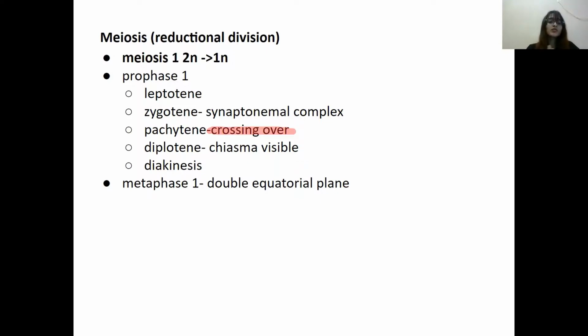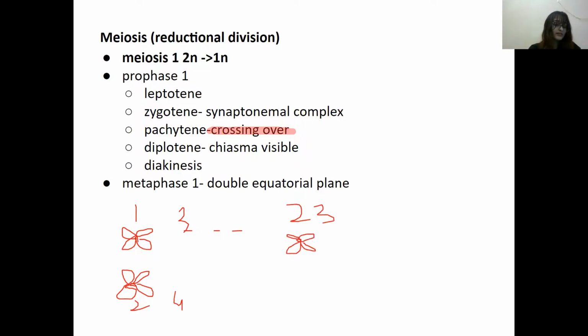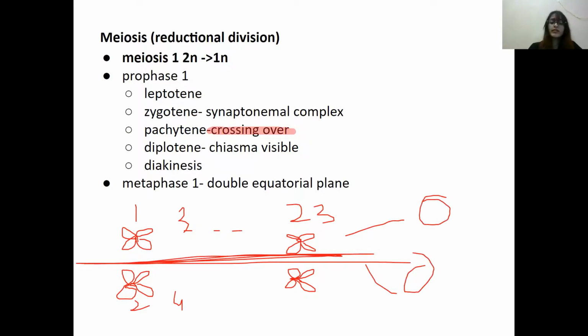Now, since in meiosis 1 a double equatorial plane is formed, that means 1, 2, 3, 4. So only 23 chromosomes will be aligned in one line and 23 chromosomes in another line. And here, when the division takes place, each cell will get only 23 chromosomes. So this is how the chromosome number is halved in meiosis 1. Why? Because during metaphase, a double equatorial plane is formed.